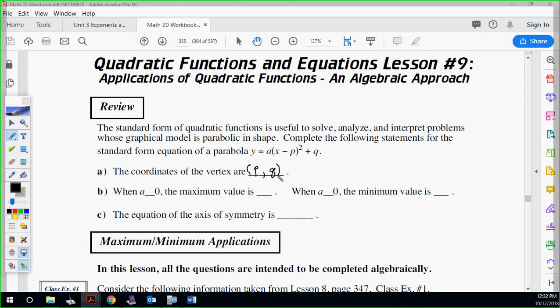When A is greater than 0, nope, sorry, less than 0. When A is less than 0, so it's a negative, we have a maximum value of Q. When A is greater than 0, we have a minimum value of Q. So remember, when that number is positive, your parabola is going up. We have a minimum. That's the situation. When your A is less than 0, it's a negative, so your parabola is doing this. We have a maximum.